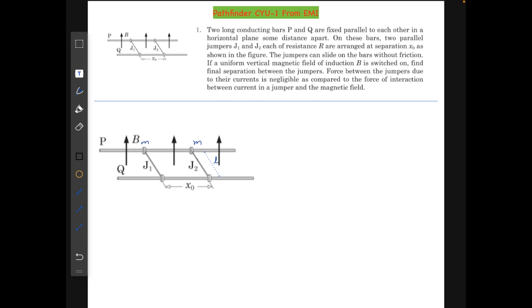The jumpers can slide on the bars without friction. If a uniform vertical magnetic field of induction B is switched on, find the final separation between the jumpers. The force between the jumpers due to their currents is negligible as compared to the force of interaction between the current in the jumper and the magnetic field.